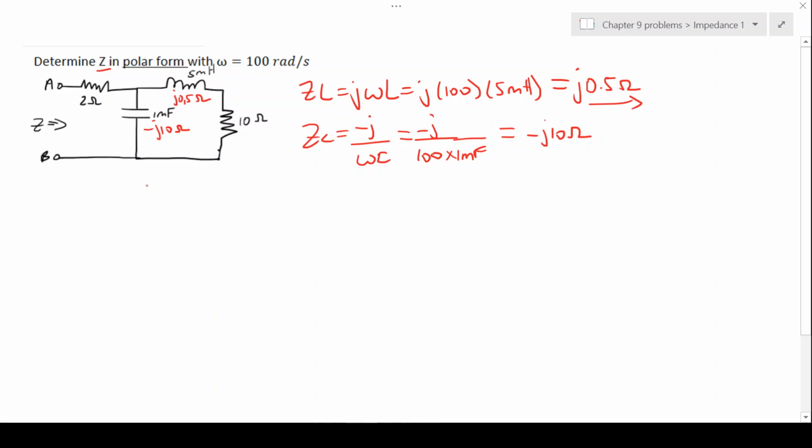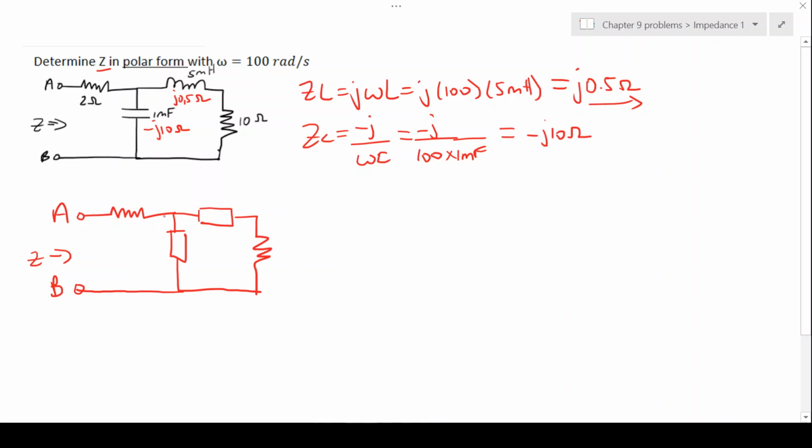Right, now that we have that, we can effectively see the circuit as a combination of resistors, because we have all the values now in ohms, and the Z value we're looking for sits there. That's 2 ohms, negative J 10 ohms, J 0.5 ohms, and 10 ohms.